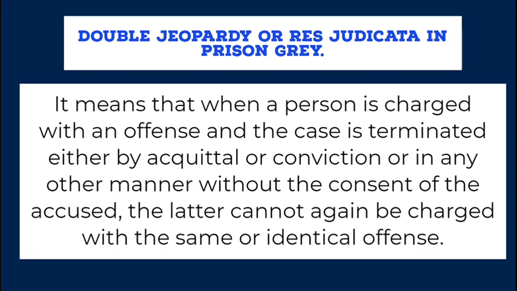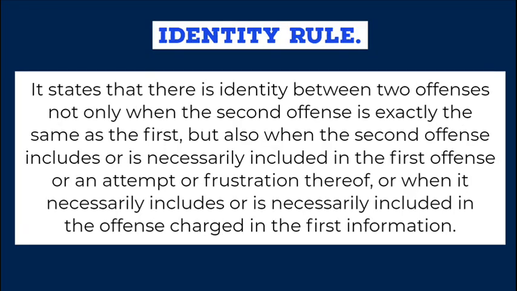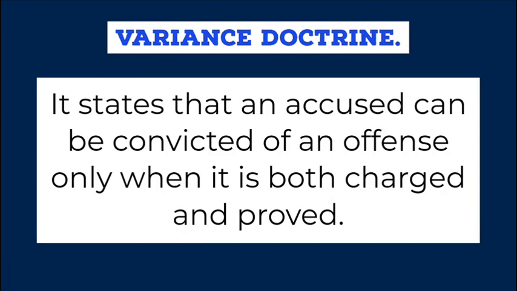same or identical offense. Identity rule. It states that there is identity between two offenses not only when the second offense is exactly the same as the first, but also when the second offense includes or is necessarily included in the first offense or an attempt or frustration thereof, or when it necessarily includes or is necessarily included in the offense charged in the first information. Variance doctrine. It states that an accused can be convicted of an offense only when it is both charged and proved.